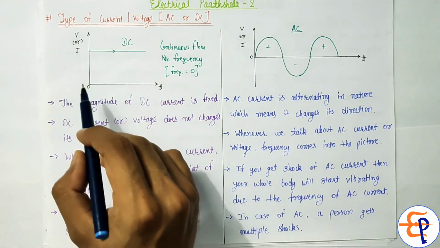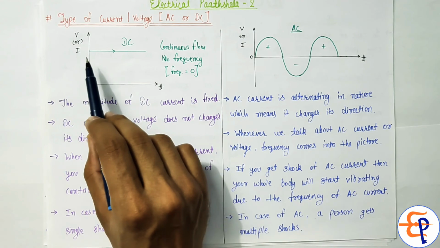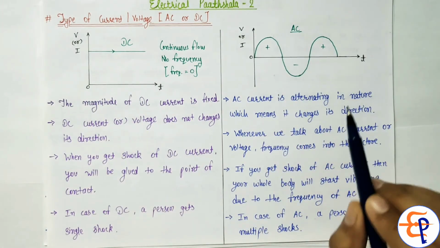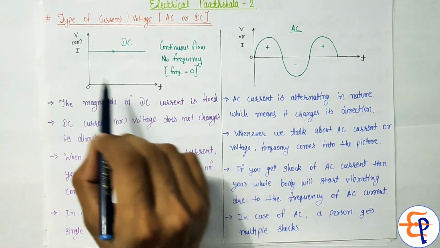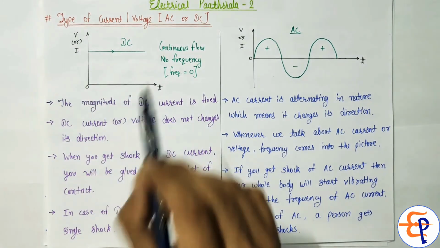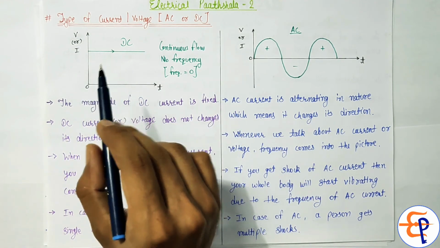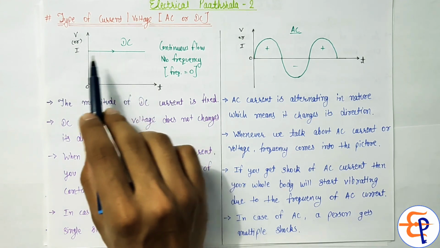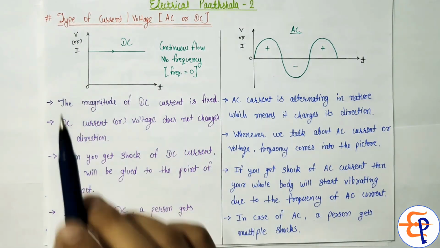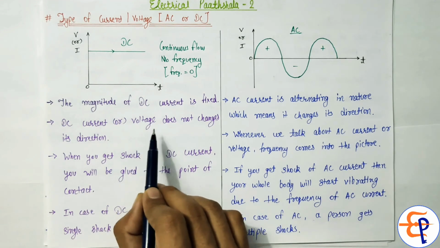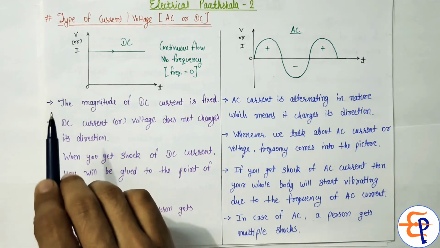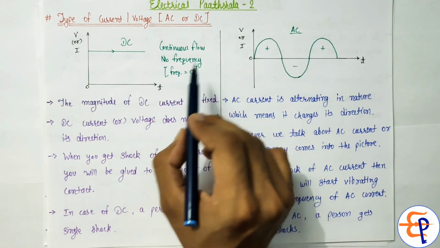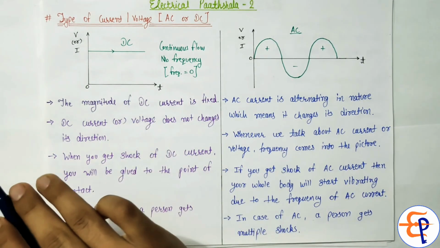First of all, we know that DC quantity is represented graphically like this, and AC quantity is represented by a sinusoidal waveform. Here we can see that DC quantity has a continuous flow, and the magnitude of DC quantity, whether it is voltage or current, is always constant, always fixed. Also, DC current or voltage does not change its direction. It flows only in one direction. And in case of DC, there is no frequency involved. It means that frequency for DC quantity will be 0.